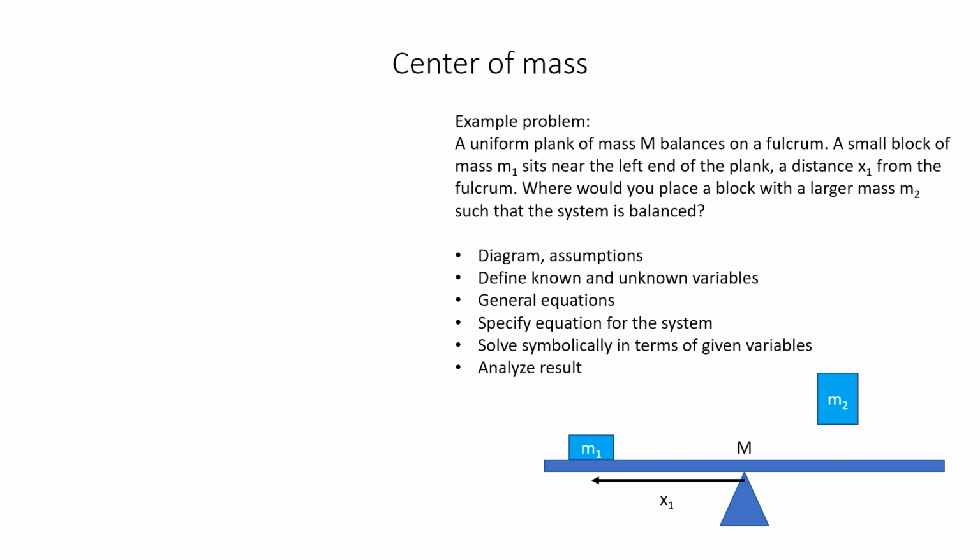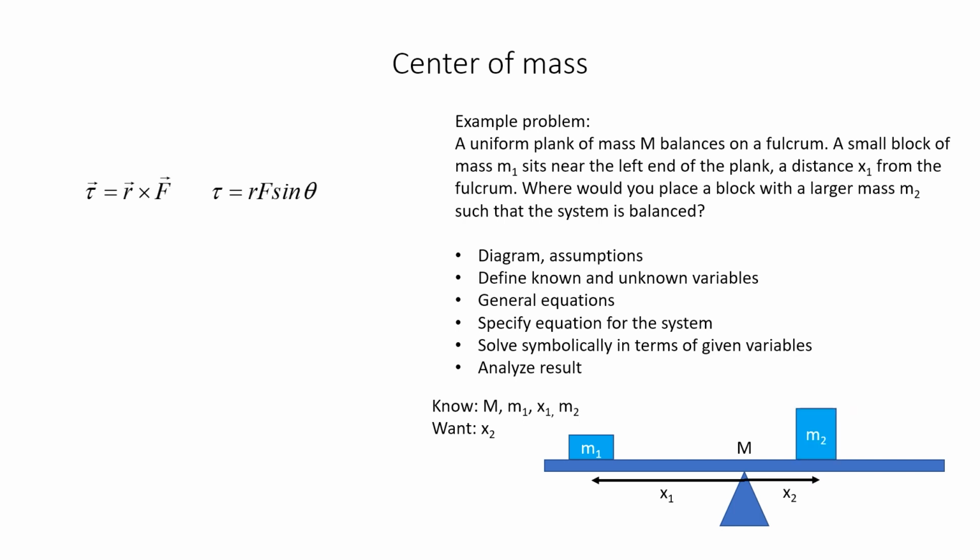Let's do another example problem. Here we have a uniform plank of mass m balancing on a fulcrum. We put a small block of mass m1 near the left end of the plank at distance x1 from the fulcrum. The question is, where would you place a block with a larger mass m2 such that the system was balanced? We'll use our same method of solution. Our known variables are the two masses and the mass of the plank and the distance x1, and we want the distance x2.